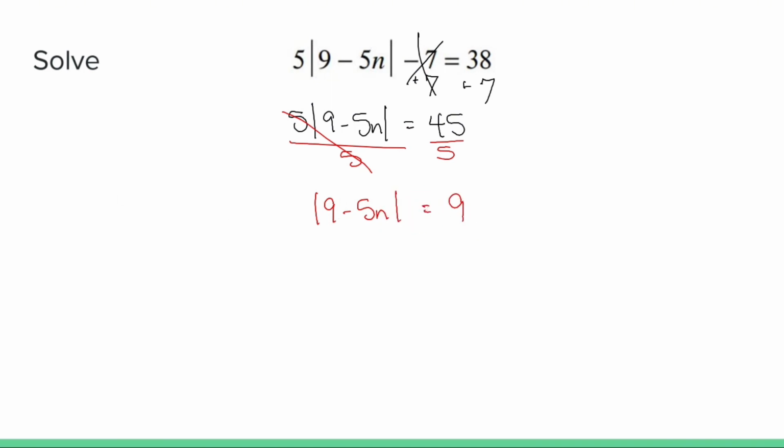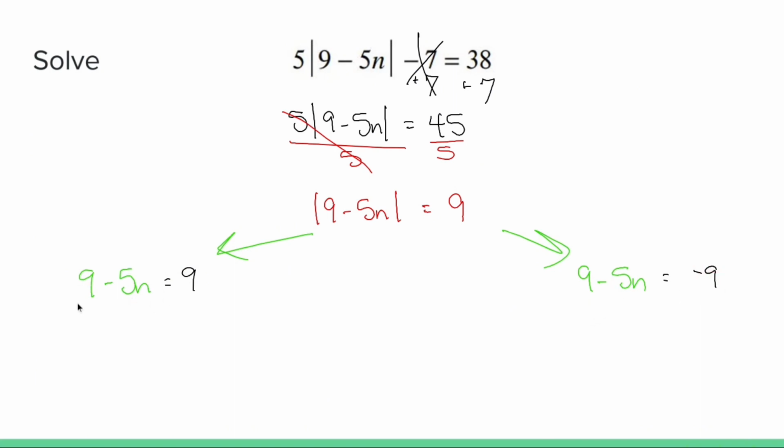Now that the absolute value is completely by itself, I can rewrite this as two separate equations. In my two equations, the absolute value part is going to stay the same. You just get rid of the absolute value. So 9 minus 5n, 9 minus 5n. The right side on one of the equations is the original right side, and the right side on the other equation is going to be the opposite of the original right side. So minus 9 for that guy.